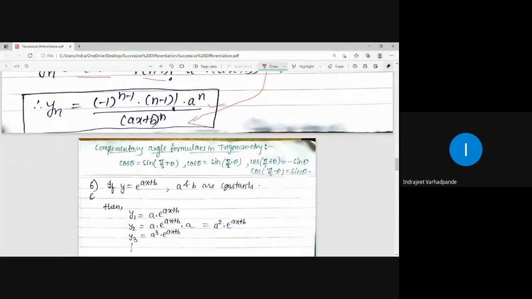Now note down these formulae for your reference. Complementary angle formulae in trigonometry. Cos of theta is sine of pi by 2 plus theta, sine of pi by 2 minus theta. Cos of pi by 2 plus theta is minus sine theta. Cos of pi by 2 minus theta is positive sine theta. Note down these formulae.